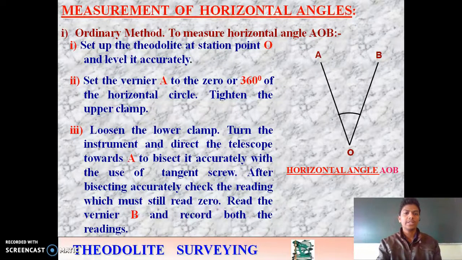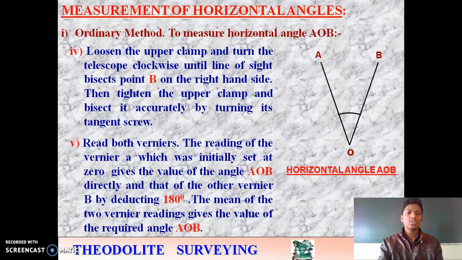Set the vernier A to the 0 or 360 degree of the horizontal circle. Tighten the upper clamp. Then loosen the lower clamp. Turn the instrument and direct the telescope towards A to bisect it accurately with the use of the tangential screw. After bisecting accurately, check the reading, which must read 0. Read the vernier B and record both the readings.